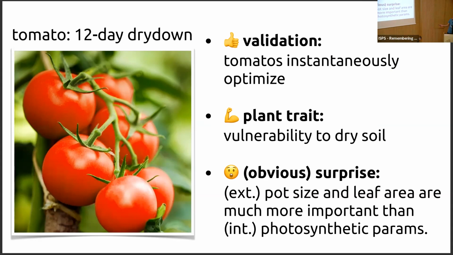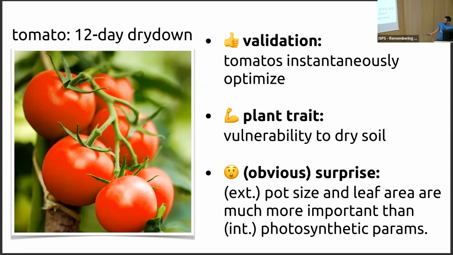One of the parameters of the model is the vulnerability to dry soil, and we have different tomato lines, and they have different vulnerabilities to dry soil. And we hoped to get a really clean message: okay, this line is more resistant to drought. But we did not, sadly. Why? Because we have an obvious surprise.